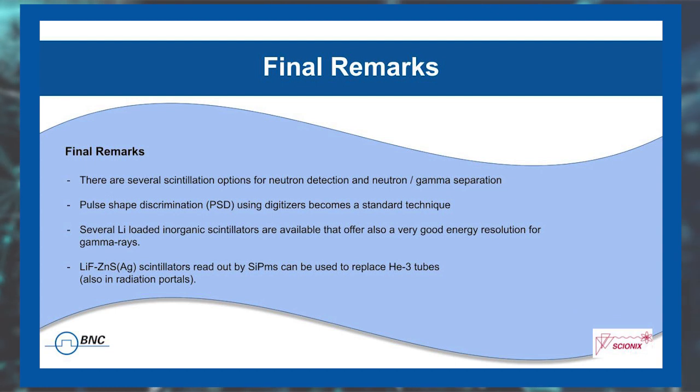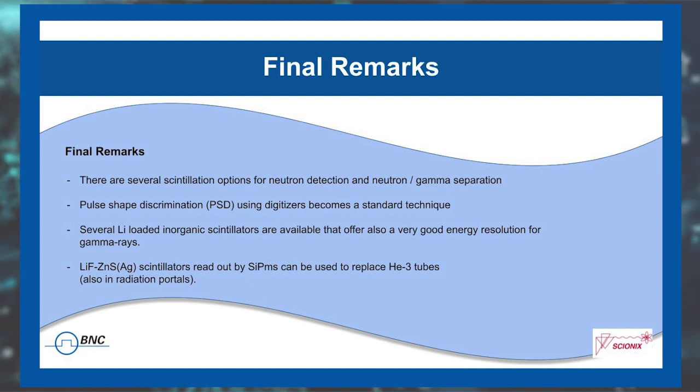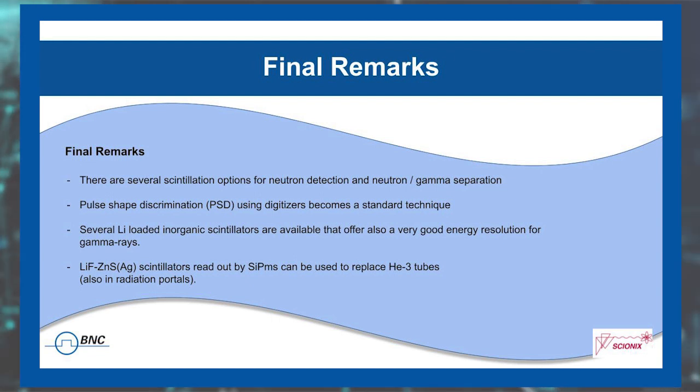And that brings me to my final remarks. I hope I was able to show you several scintillation options for neutron detection and neutron gamma separation. These days, neutron gamma separation from scintillators is much easier than it was in the past, because we can use digitizers that are readily available from several manufacturers. There are several lithium-based inorganic materials that can offer us, besides good neutron sensitivity, also extremely good gamma resolution in our scintillation detectors. And I demonstrated that lithium fluoride zinc sulfide screens can be read out by silicon photon multipliers to replace helium-3 tubes also in radiation portals.